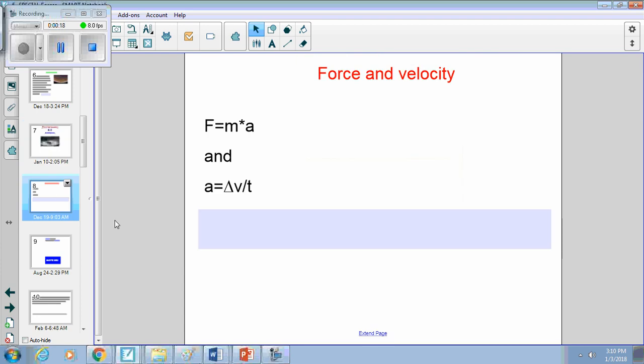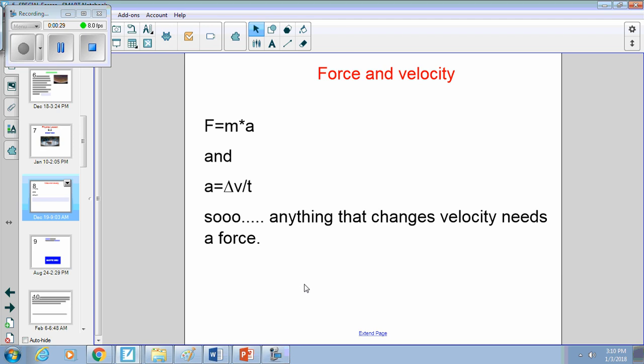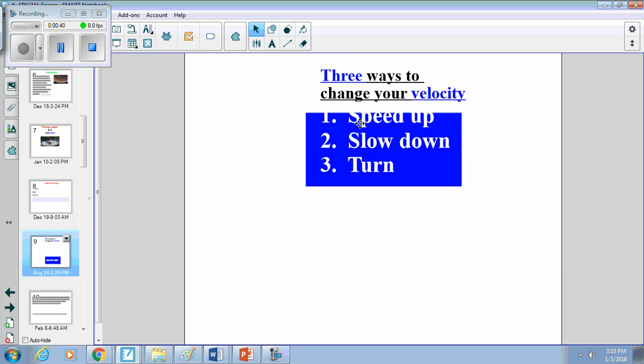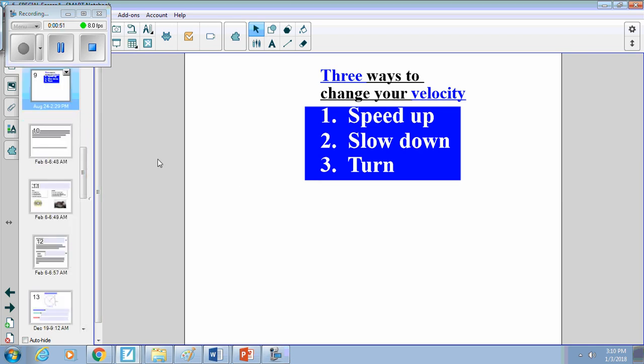All right. First thing, let's review force and velocity. So force equals mass times acceleration, and acceleration is change in velocity over time. So anything that changes velocity needs a force. If it's turning, if it's going up, down, whatever, we need a force. So, three ways you change velocity: speed up, slow down, or turn. A force is required for any of these changes. So in order for something to change what it's doing, a force needs to be applied. That is Newton's first law, the law of inertia.